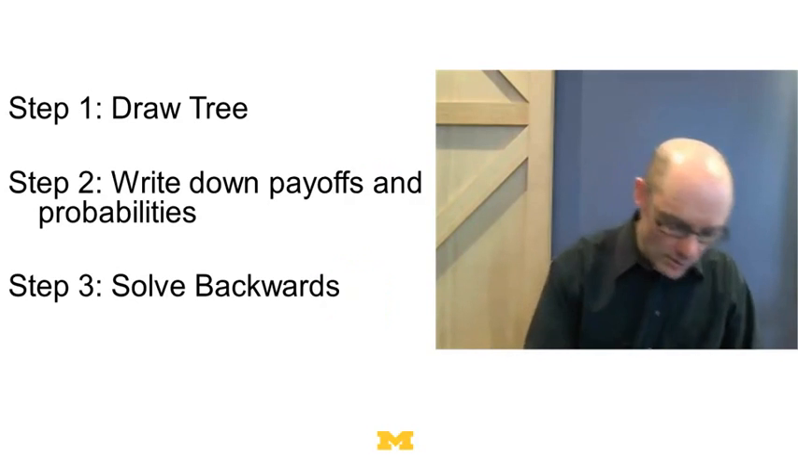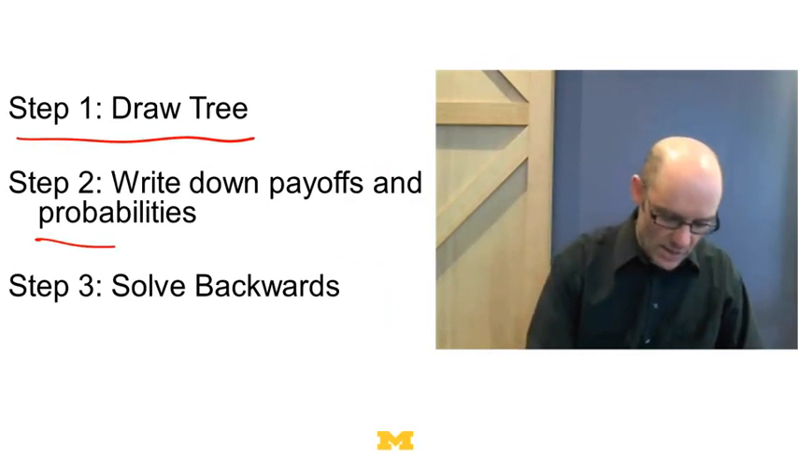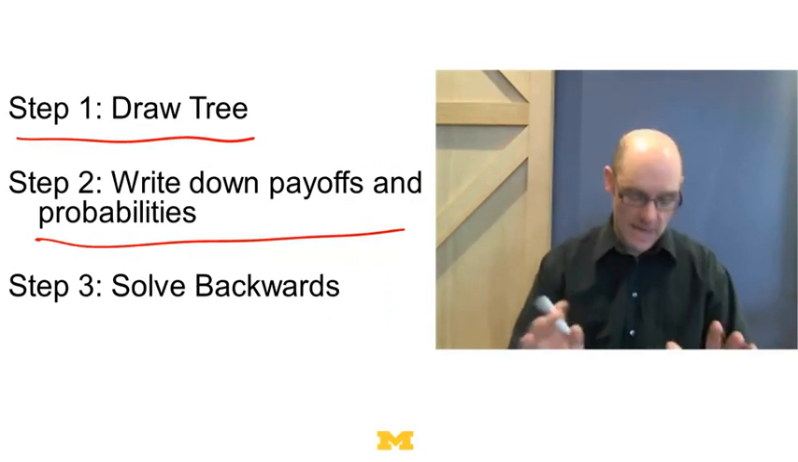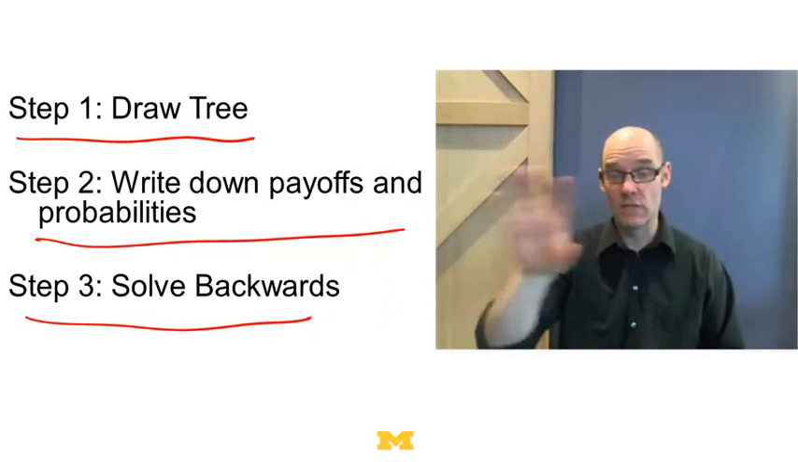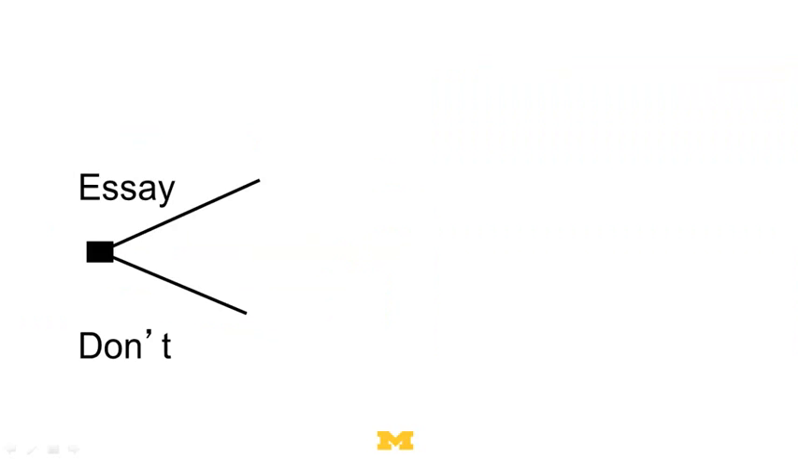Well, that's right. First step is draw the tree, but then once I draw the tree, I've got to write down all those payoffs and probabilities. So I've got to make sure I've got everything in there right. And then once I get everything right, I can solve it backwards just like I did before. I can figure out the value at each branch, right? And then figure out what choices I should make. So let's draw the tree. The question is, do I write the essay or not?